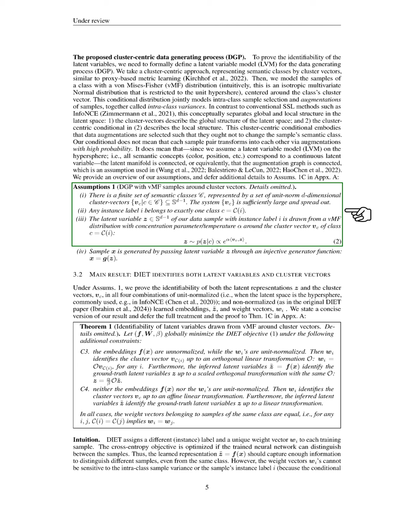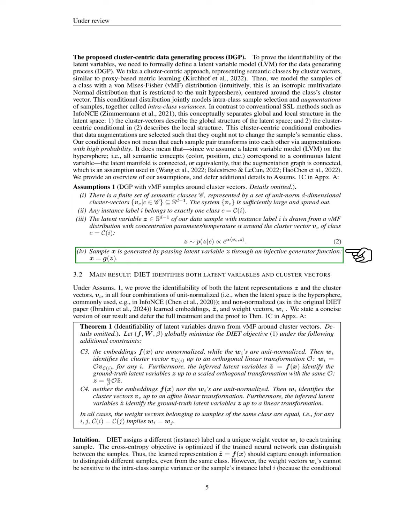We outline our assumptions, which include having a finite set of semantic classes represented by unit norm cluster vectors, that each instance label belongs to one class, and that the latent variable for a sample is drawn from a VMF distribution around the corresponding cluster vector. We also state that each sample is generated by passing its latent variable through an injective generator function. Our main result shows that DIET can identify both latent variables and cluster vectors across different types of embeddings.